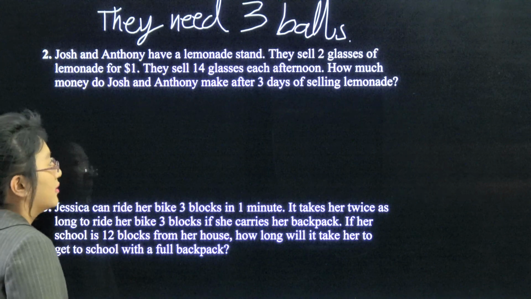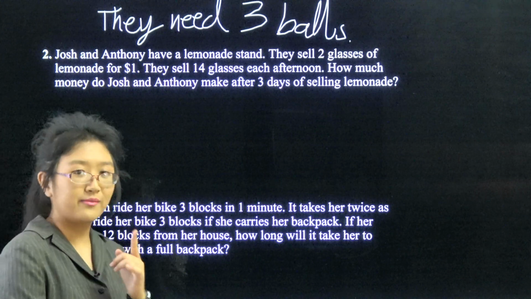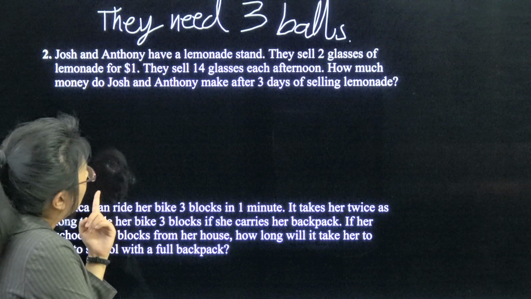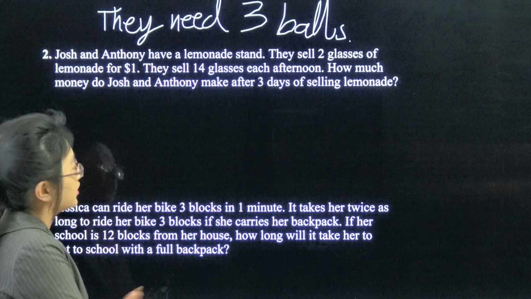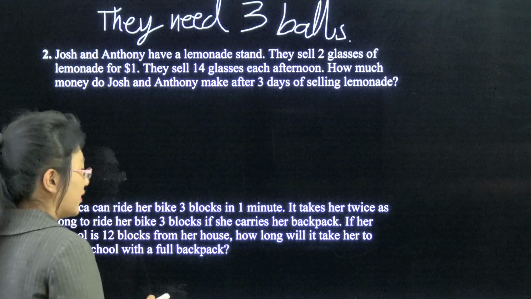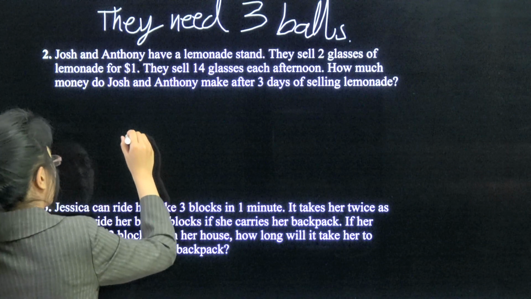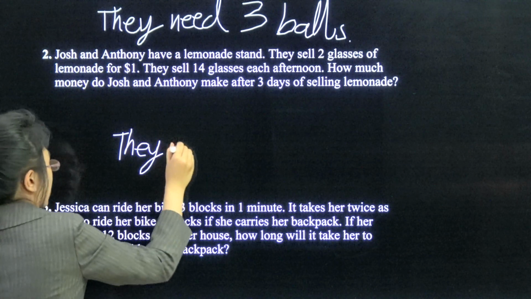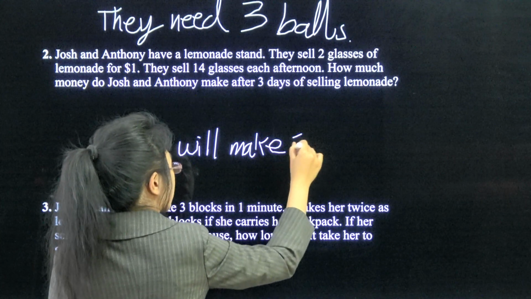How do we check? Well, 21 divided by 3 equals, not technically profit, the amount of money they earned for 1 day. And that's 7. 7 times 2 equals the amount of glasses they sold, which is 14. So that corresponds with the facts. Therefore, our answer is very most likely correct, unless there's something wrong with the problem and answers. They will make $21.